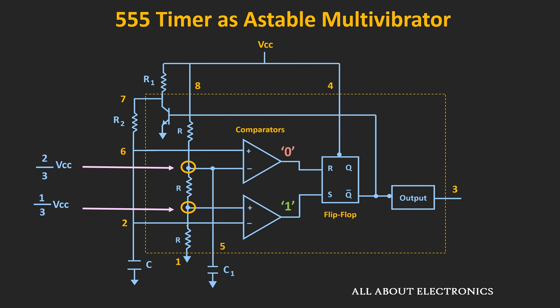Because initially for the second comparator, the voltage at the inverting node is less than the voltage at the non-inverting node, while for the first comparator, the voltage at the inverting node is more than the voltage at the non-inverting node. So initially, S will be equal to 1 and R will be equal to 0. Or we can say that the output of the flip-flop will be equal to 1. And because of that, the output of the 555 timer will also be logic high. Now whenever this Q is equal to 1, at that time Q bar will be equal to 0. And because of that, this transistor will be in an off condition.